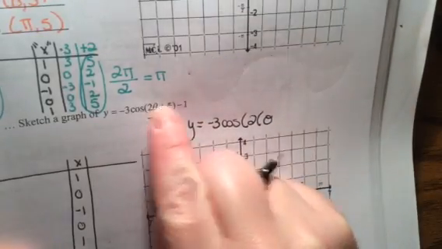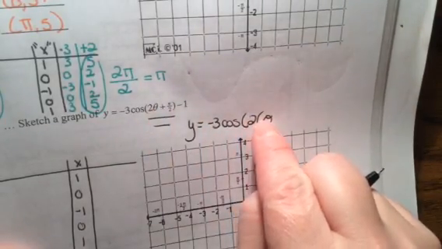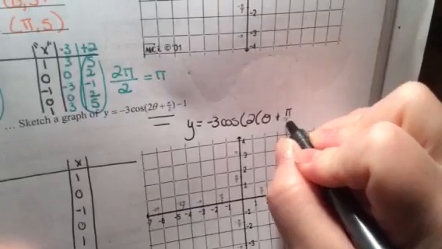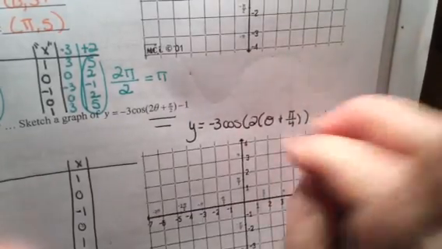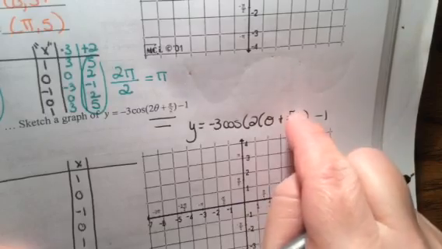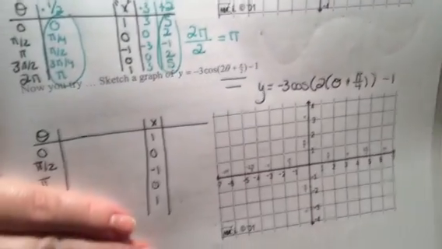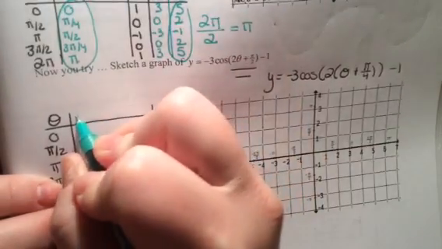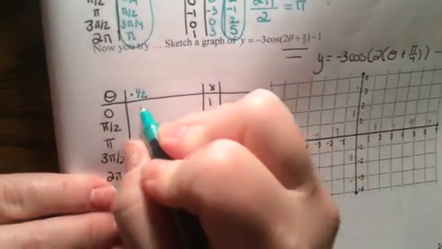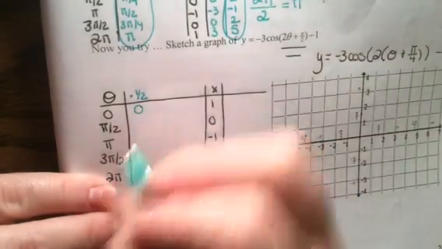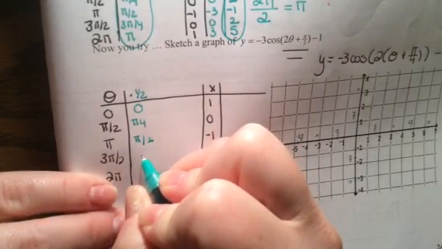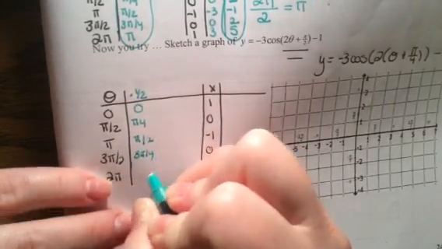I pulled this 2 out, so if I multiply back in, you get 2 theta, plus pi over 2. When you pull out a 2, that becomes pi over 4. I know that if I multiply the 2 back in, I'll get 2 pi over 4, which becomes pi over 2. So to all my angle stuff, I have to do these things. I need to divide by 2 or multiply by a half. So let's do that first. I'm going to multiply by a half. I'm going to get 0, pi over 4, pi over 2, 3 pi over 4, pi.